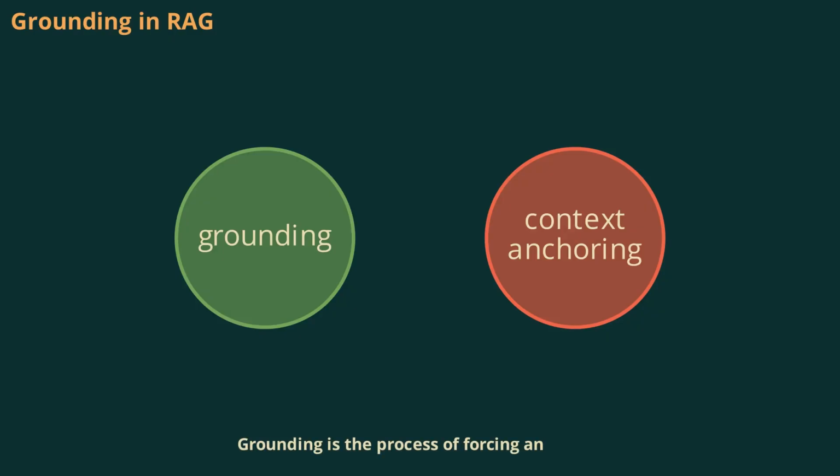Grounding is the process of forcing an LLM to base its responses strictly on verified provided context, the retrieved documents, rather than drawing from its internal pre-trained weights. This acts as an anchor, minimizing hallucinations and ensuring that answers are accurate and trustworthy. Grounding is a key principle in RAG, making AI responses more reliable.